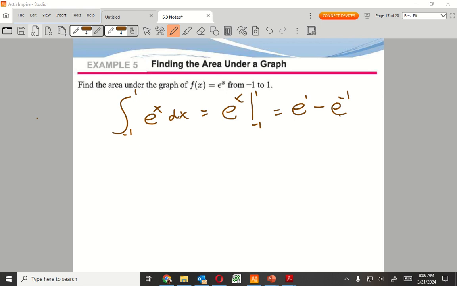So as I write this, it's e to the first minus 1 over e to the first, because that negative exponent, put it down at the bottom. Super easy, right? Jenny, you got that?